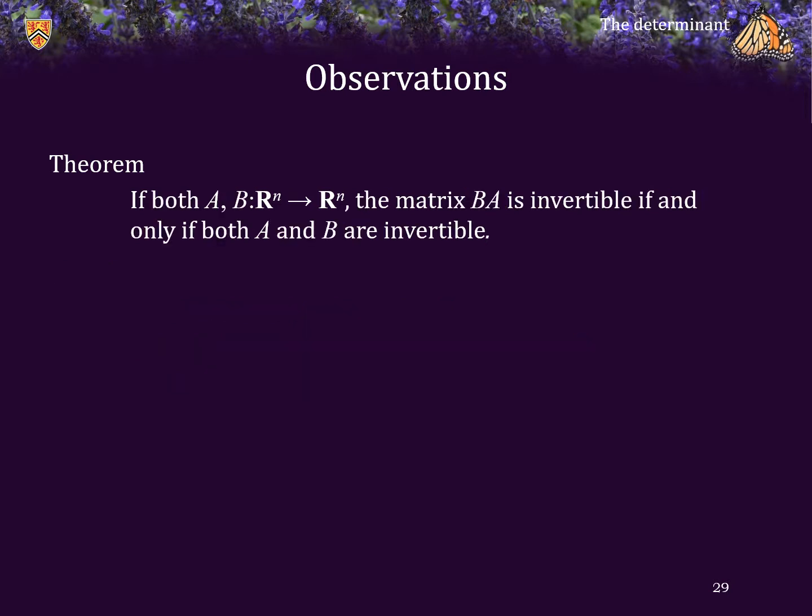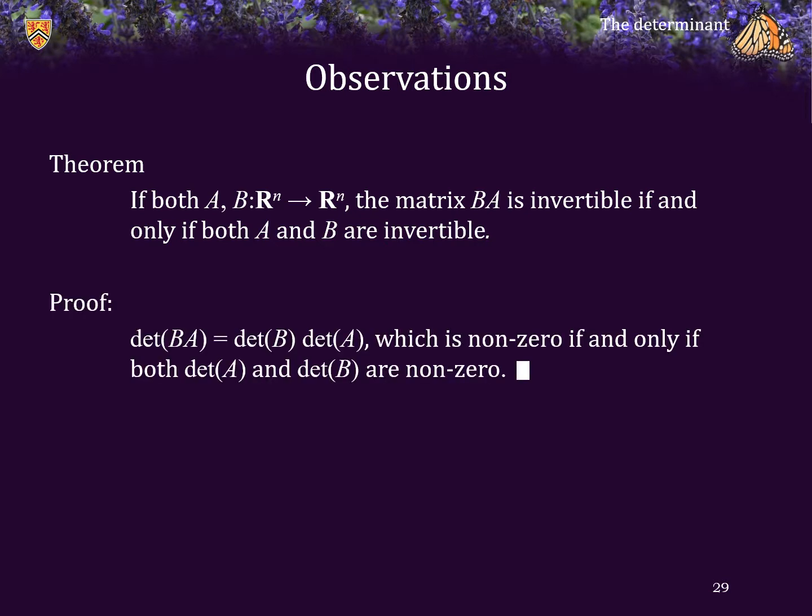Theorem. If both A and B are matrices mapping Rn to Rn, the matrix BA is invertible if and only if both A and B are invertible. Proof. Well, the determinant of B times A is equal to the determinant of B times the determinant of A. And the product of the determinants is going to be non-zero if and only if both the determinant of A and the determinant of B are non-zero.